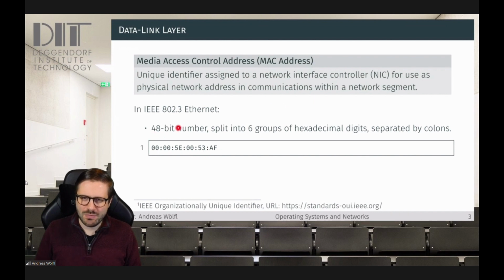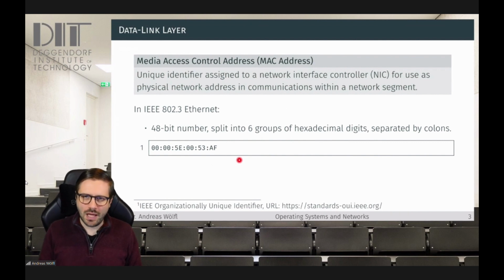It is a 48-bit number, which we split into bytes, because 48 bits are 6 bytes. So each of these 6 groups that are shown on the slide is in fact one of the 6 bytes of the 48-bit number. And we represent 1 byte as two hexadecimal digits, and we separate them by colons. Sometimes you also see a dash as a separator, but typically these are colons. And this is how a MAC address looks. Again, pre-configured, pre-installed in your network card.